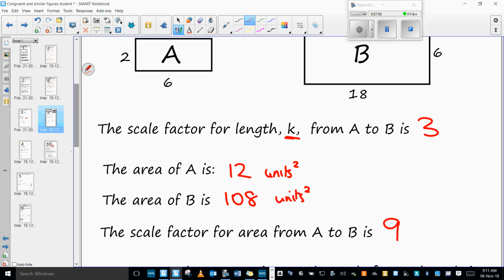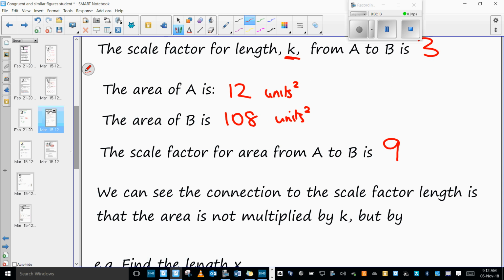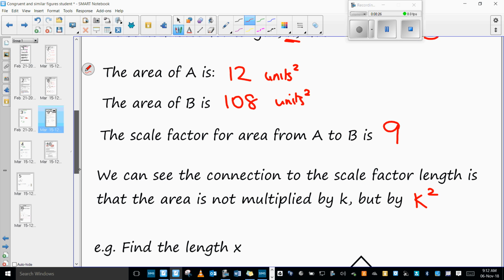So if our scale factor for length is a certain value, then if we're talking about the area of those shapes, it would be that value squared. So we can see that the connection is that the area is not multiplied by k, but by, how do I relate it to k? K squared.